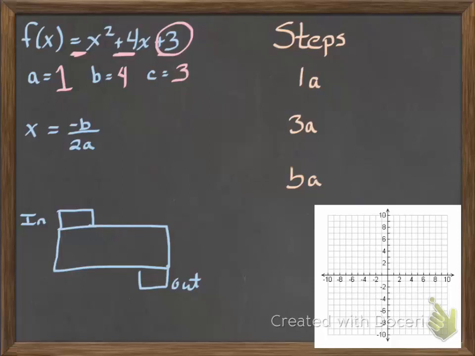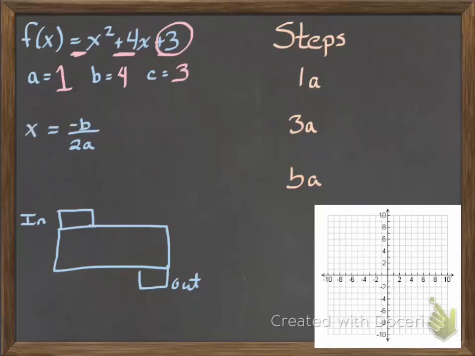Now, when we were dealing with the vertex form that we've been working with for the last while, the vertex was easy to identify because it had already been separated out. Not all problems are going to have that done for you. So some of them you're actually going to have to calculate your vertex. And so to find your x value of vertex, you're going to use this equation, x equals negative b over 2a.